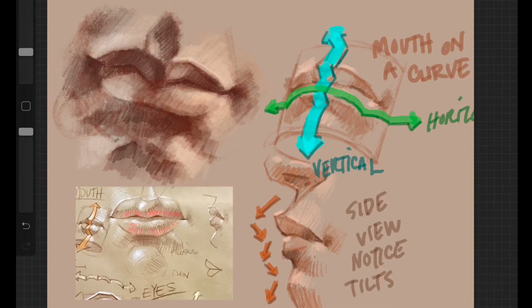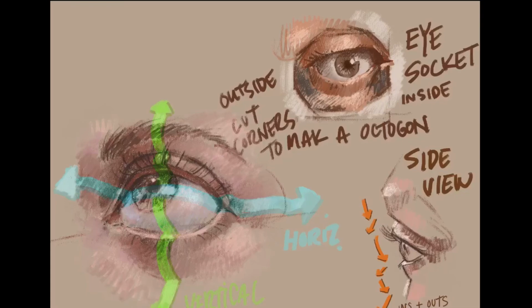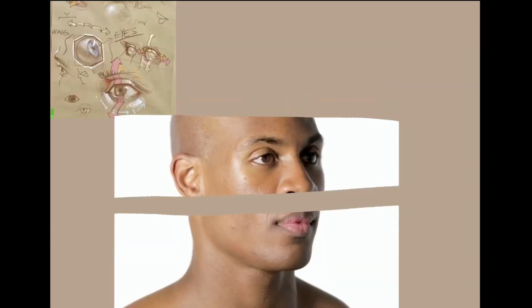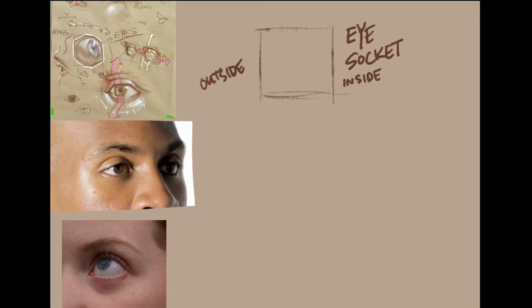So let's move over to the eye. And here we are on the final feature of the face. I believe that this is going to be the longest one. So we've got 2 reference pictures and our notes again. The thing that I'm going to do here is build the eye socket.